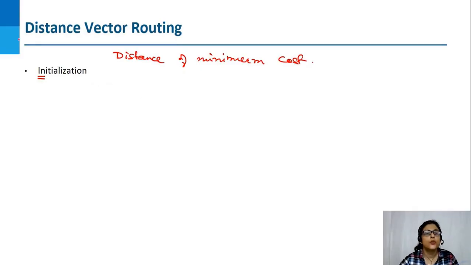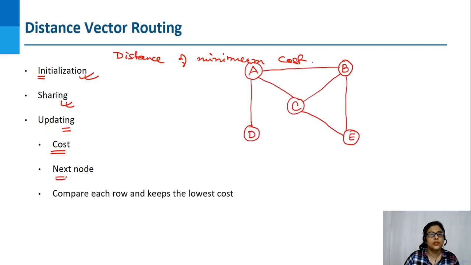So initially, we have to do initialization of the routing tables. Then we have to share the information between the different routers. After that, we have to update that particular information that is being shared by other routers in their own routing tables. Now, this is based on either cost or the next node, and then we have to compare each row and keep the lowest cost. Let us understand this topology.